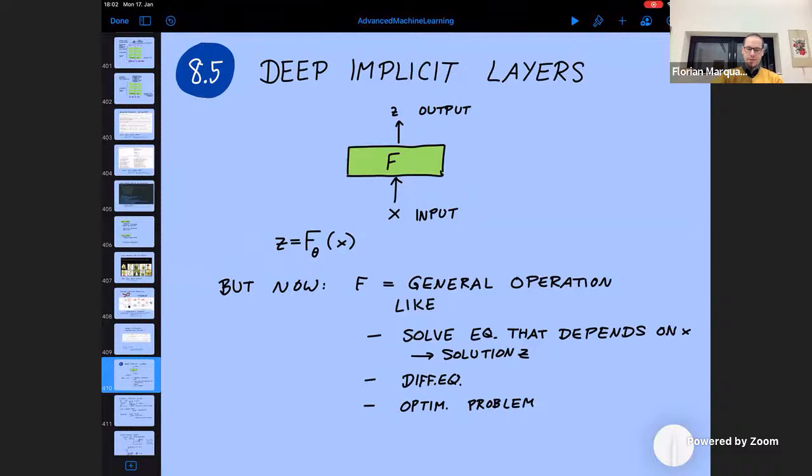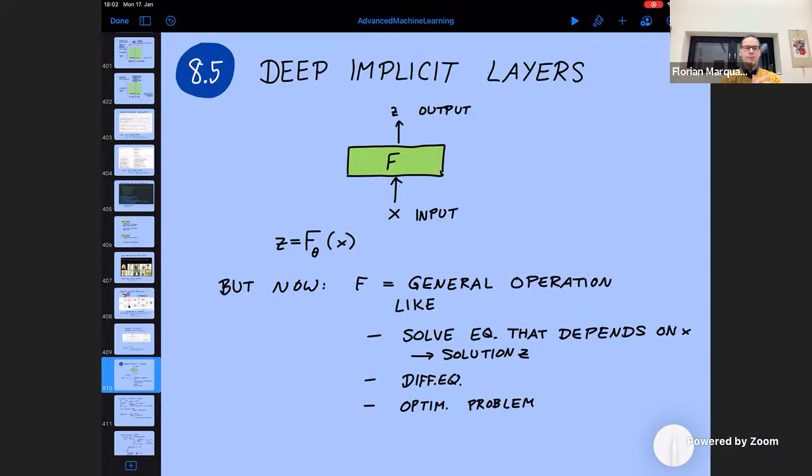Or it could be that F represents a solution of a differential equation where, again, X could be a parameter or X could be an initial condition, and Z could be the solution or part of the solution of this differential equation. Or maybe F consists in optimizing something, some function, and X is a parameter of this function. So you see, in all these cases, the operation is more complicated. But in principle, we have numerical methods to deal with these things. We have very efficient numerical methods to solve equations or to solve differential equations or to solve optimization problems.